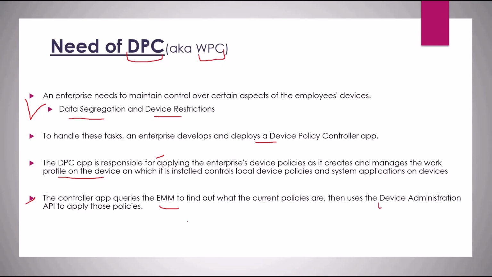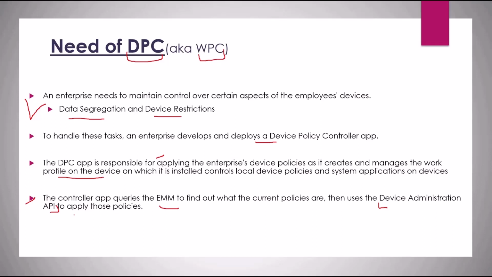So deploying a policy does not mean that the policy is going to take effect, right? What if you want to disable camera in a device which does not have a camera to begin with? Then obviously the policy is not going to take effect. So the controller app first finds out the policy that is there, and then it uses device administration APIs to implement those policies. So device administration APIs are the APIs exposed by the OS.